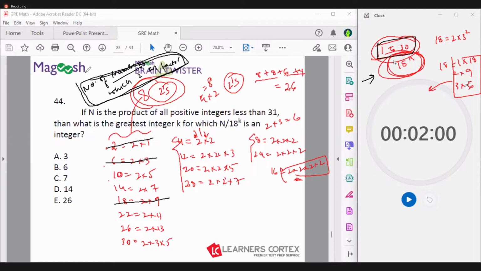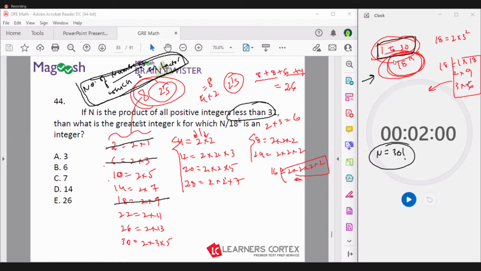Yes, sir. Okay. Now, what we are basically doing is calculating the number of times 2 appears as a factor in this whole product, which is n equals 30 factorial. Does that make sense till now?